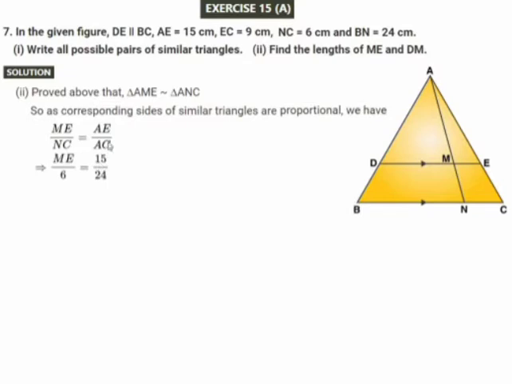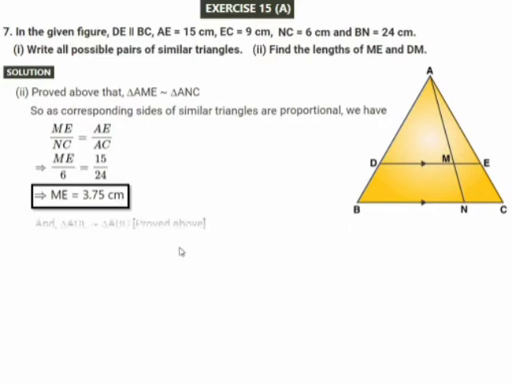So AE is given as 15, EC is given to be 9. So the value of AC will be 15 plus 9, which is 24. Now similarly we have NC, right? NC is given as 6, AE is given as 15. So from here calculate the value of ME, bring the 6 out here, you get your value to be 3.75.